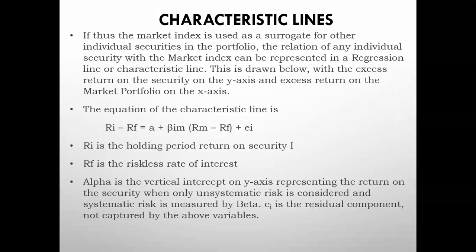Again, I'm going to tell you. Whenever the relationship between an individual security and the market index is represented, it is shown in the characteristic line. Alpha is the vertical intercept on the y-axis, representing the rate of return. The risk is measured by beta, and the residual is the component not captured by the above variables. The equation is Ri minus Rf, where Ri is the return on the security and Rf is the riskless rate of interest, equals alpha plus beta times (Rm minus Rf) plus a residual item. This is an error term, and alpha is the intercept. These are the different things given in the characteristic line.